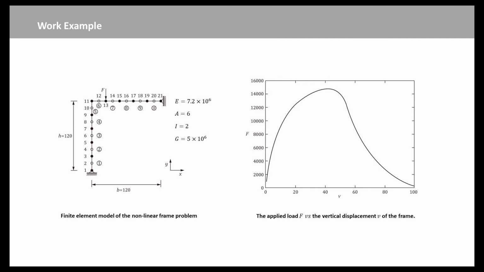At points 1 and 21 of the frame, they are simply supported, and point 13 is loaded by a point load F. The frame has been discretized by 10 Timoshenko beam elements. The equilibrium path is obtained using Riks' arc length method. The relation between the applied load F and the vertical displacement V of the frame is shown in this slide.